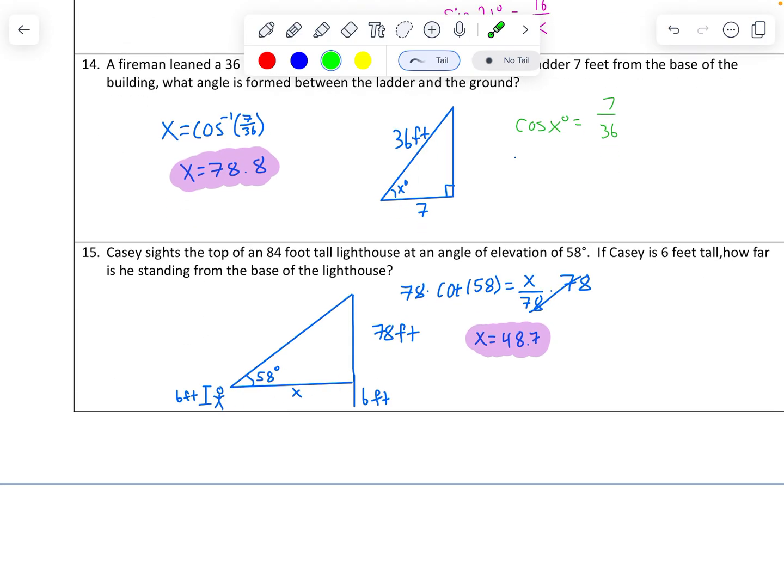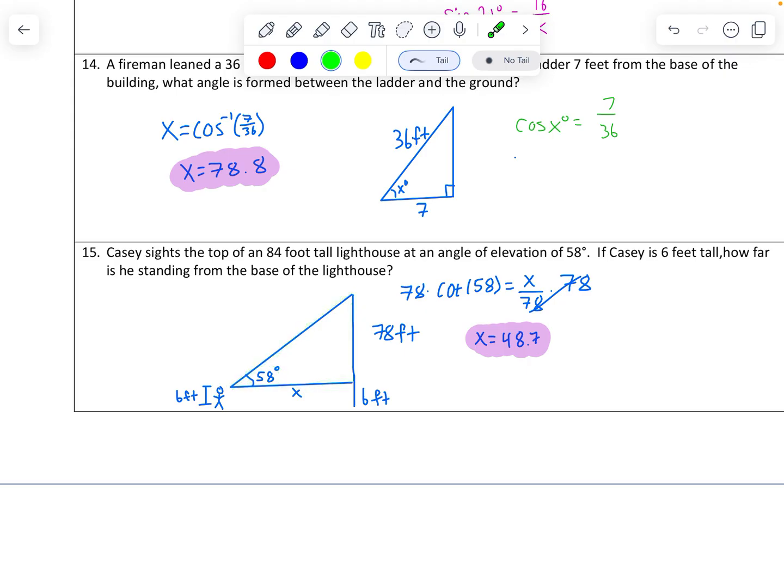And finally, Casey sits at the top of an 84-foot tall lighthouse at an angle of elevation of 58 degrees. If Casey is 6 feet tall, how far is he standing from the base of the lighthouse? Sorry, Casey sights the top. So basically on this problem, we're making it a shorter triangle. If Casey is 6 feet tall, really it should be 6 feet to his eyes, I guess, where he's looking. But this is 6 feet. The whole lighthouse is 84 feet. And so really we're starting the lighthouse at 78 feet, 6 feet less because of his height. And so then you have this triangle.